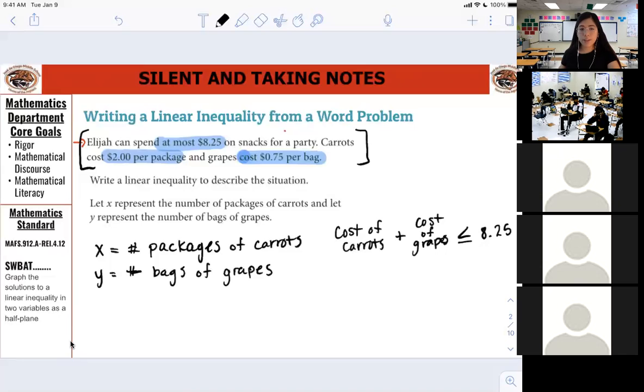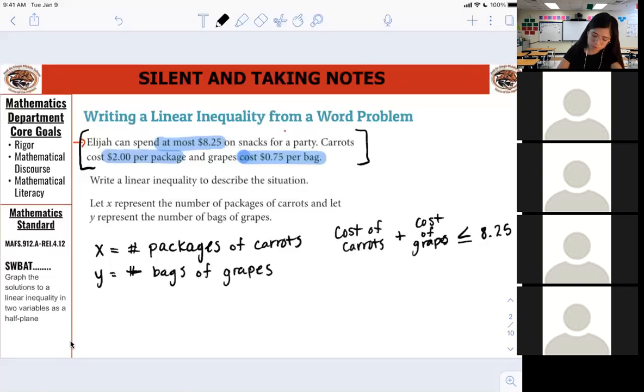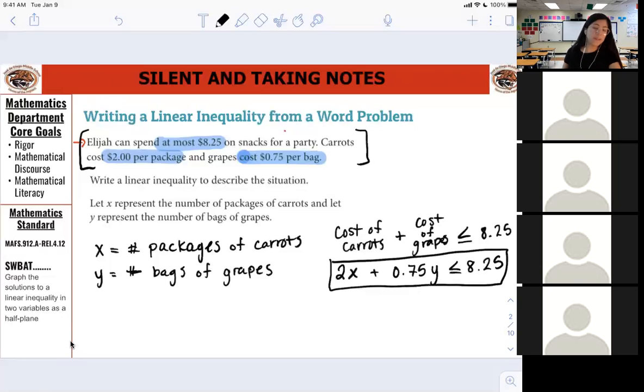Alrighty, so now let's put everything together. If I need to know the cost of carrots, what should I write? It's $2 times the amount of packages, so this would be 2x. And then the grapes, that's going to be 0.75, and the variable we're using for grapes is y. So there is our inequality: 2x plus 0.75y is less than or equal to 8.25.